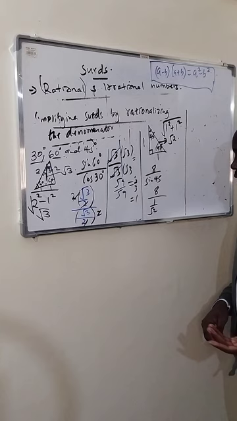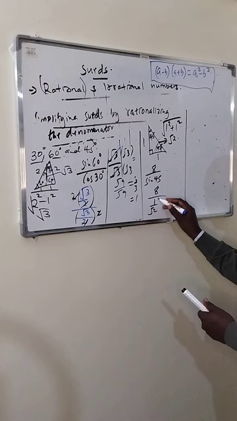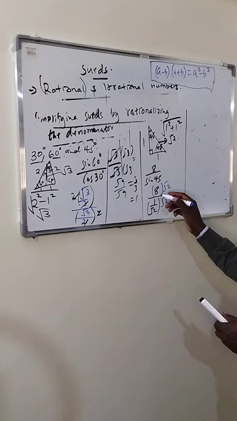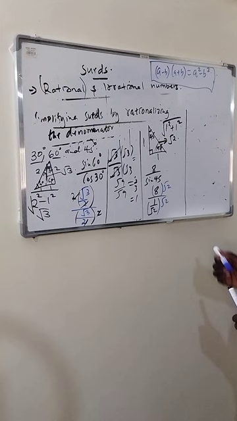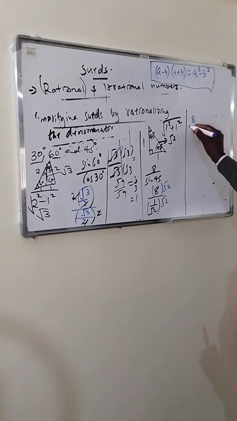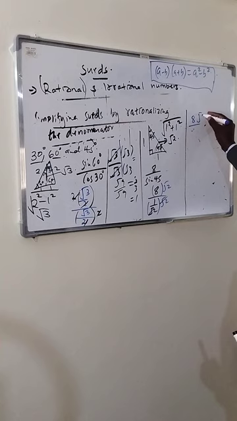So the best way to do it, multiply this part by root 2 over root 2, such that you're going to have 8 over, so this root will cancel out, so you have 8 root 2 over 1. So that one is actually simplified as it is, just 8 root 2.